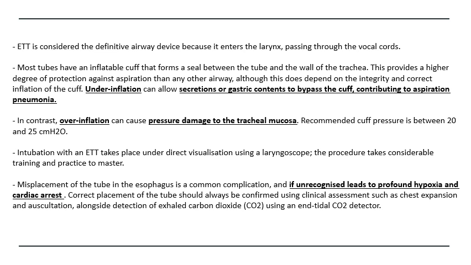Intubation with an endotracheal tube takes place under direct visualization using a laryngoscope. The procedure takes considerable training and practice to master. Misplacement of the tube in the esophagus is a common complication, and if unrecognized may lead to profound hypoxemia and cardiac arrest. Correct placement of the tube should always be confirmed using clinical assessment such as chest expansion and auscultation, alongside detection of exhaled carbon dioxide using an end-tidal CO2 detector.